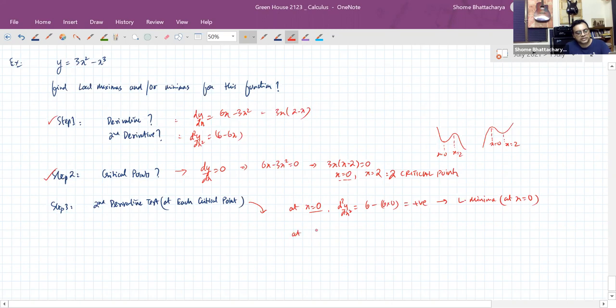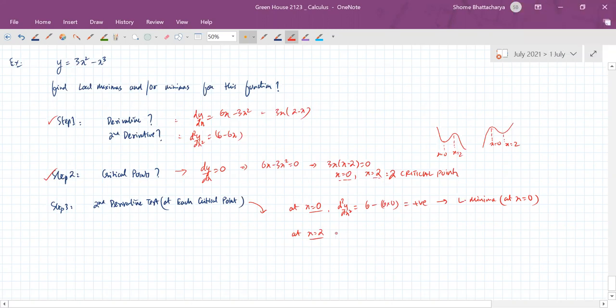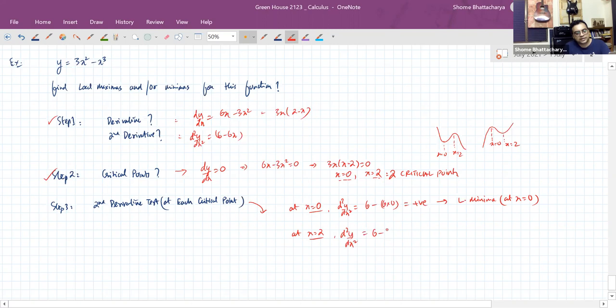And similarly, at the second point, x equal to 2, you can see that the value of the second derivative will become negative. So it's 6 minus 6 into 2. It's a negative value. So that means there is a local maximum, local maxima.